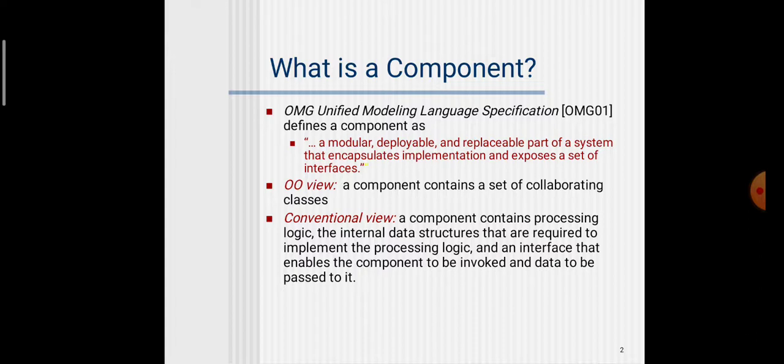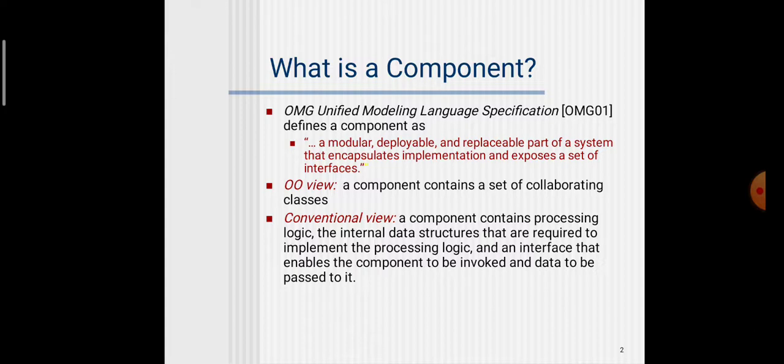So what is an object oriented view? In the object oriented view, a component contains a set of collaborating classes. What is a conventional view? In the conventional view, that is, if you are not viewing it as an object, a component contains processing logic, the internal data structures that are required to implement the processing logic, and an interface that enables a component to be invoked and the data to be passed to it.